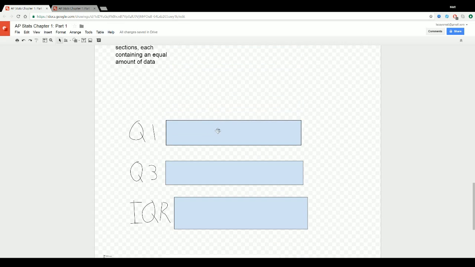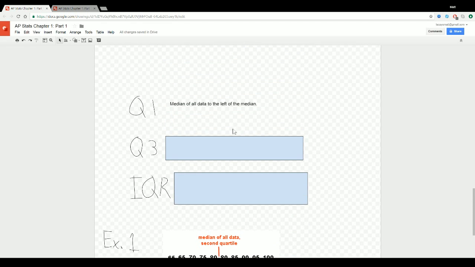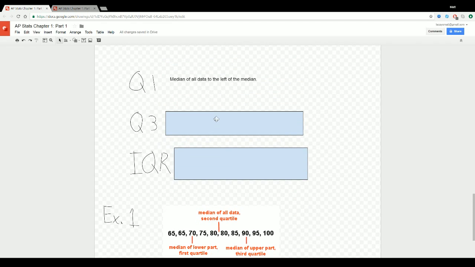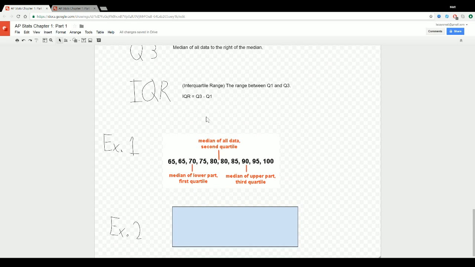So let's find how to find the quartiles. Quartile 1 is basically the median of all data to the left of the median. We'll go into some examples in a second. The third quartile is the median of all data to the right of the median. And then finally, the interquartile range, or the IQR. This is the range between the 2 quartiles, and it's calculated as quartile 3 minus quartile 1.